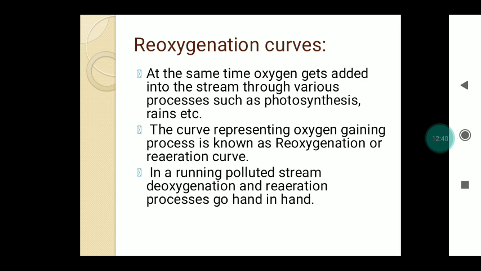And the second concept is the reoxygenation curve. At the same time, oxygen gets added into the stream through various processes such as photosynthesis, rains, and the up and down movement of the natural stream, due to which atmospheric oxygen is introduced in the natural stream, which increases the dissolved oxygen quantity in that particular stream. The curve representing the oxygen gaining or rising process is known as the reoxygenation or re-aeration curve, in which the amount of oxygen is increasing in a natural stream. In a running polluted stream, deoxygenation and re-aeration go hand in hand. These two processes occur continuously and simultaneously in a natural stream.